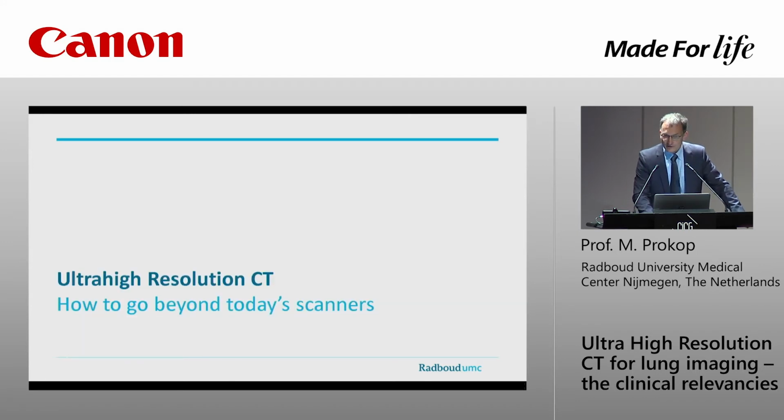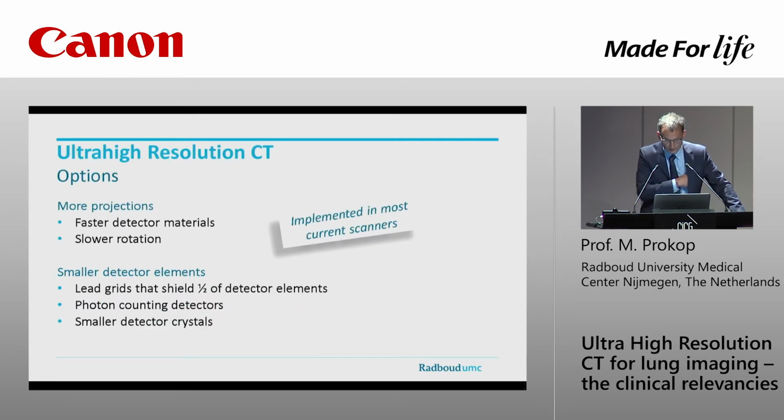Now, the question is, how can we go beyond the resolution of today's scanners? We have a couple of options. One is more projections, which would mean a faster detector readout so that as the tube circles around the body, we can read out more frequently, or we rotate slower so that with the same readout speed we have more projections. But these things are implemented in most scanners anyway, so we're not focusing on that.